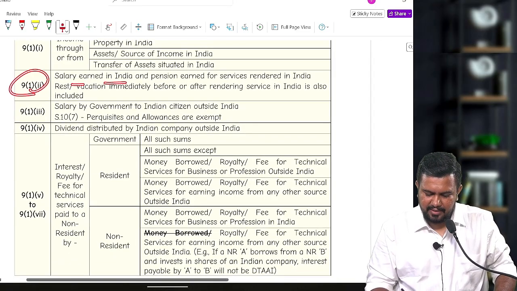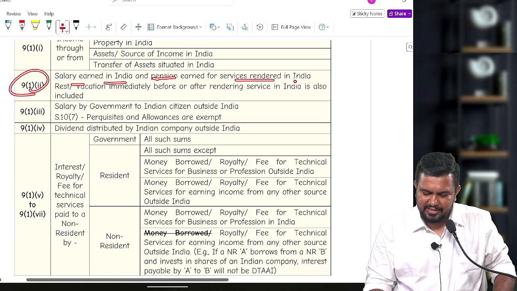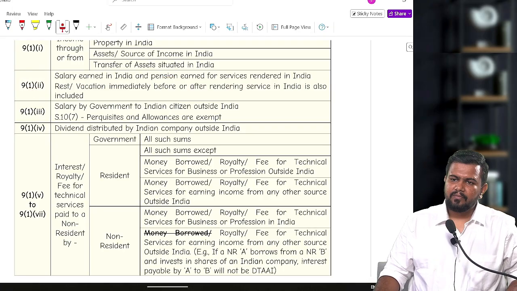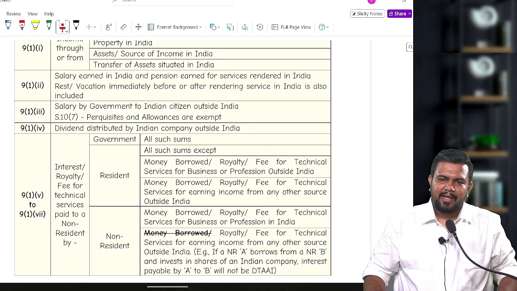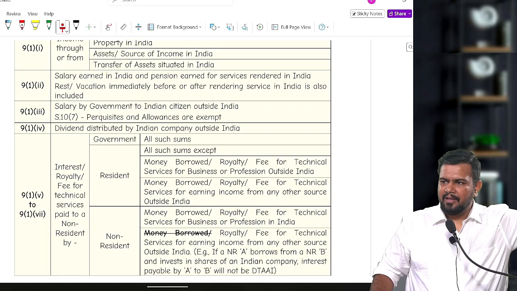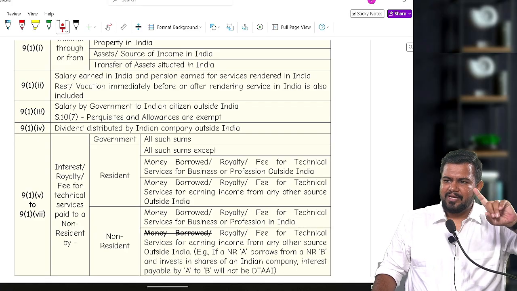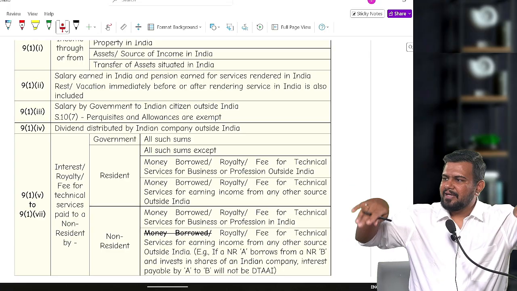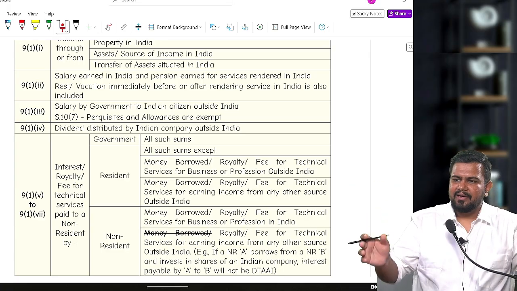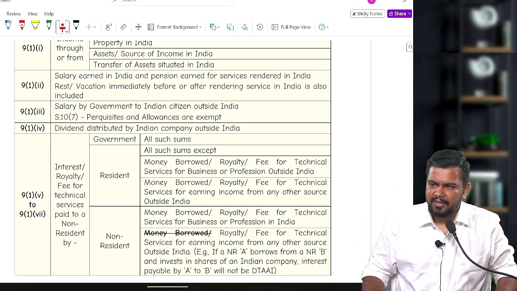Then next one, salary earned in India and pension earned for the services rendered in India. So if you are earning salary in India, it is deemed to accrue or arise in India. Let's say some foreign company person is coming to India for 1 year for some project work. In this 1 year they are working in India, so whatever salary they are earning from India will be taxable in India.